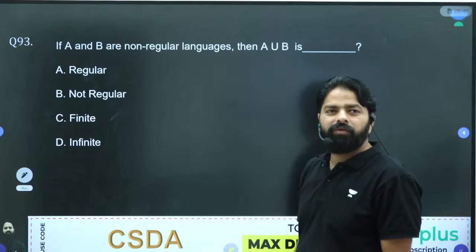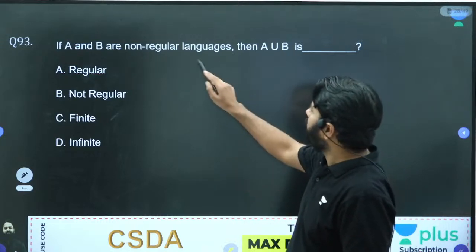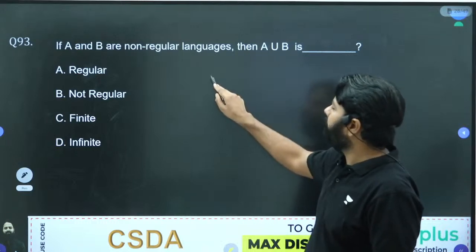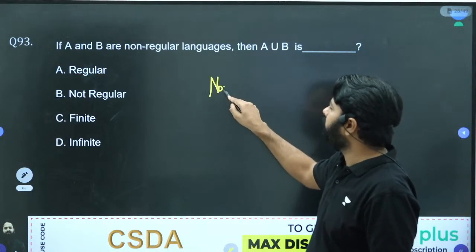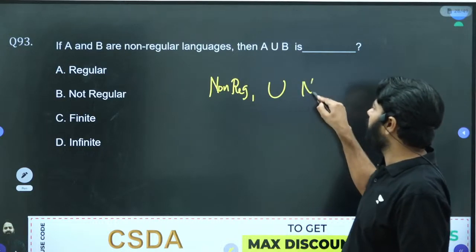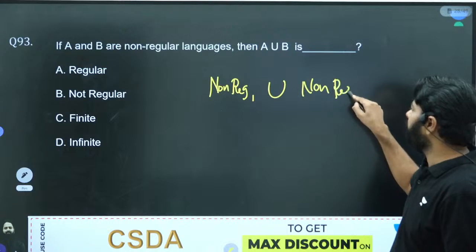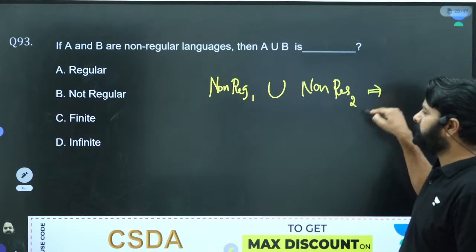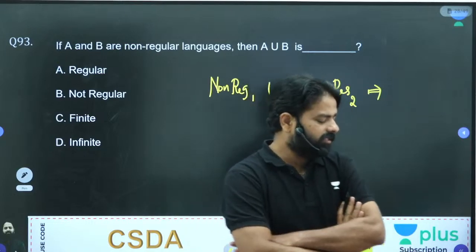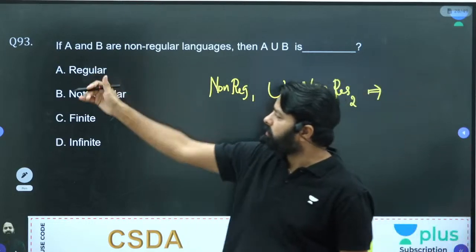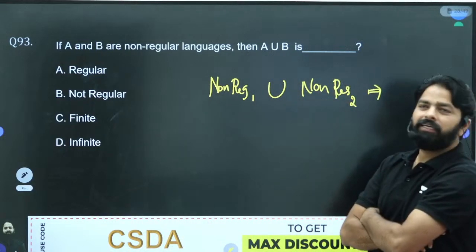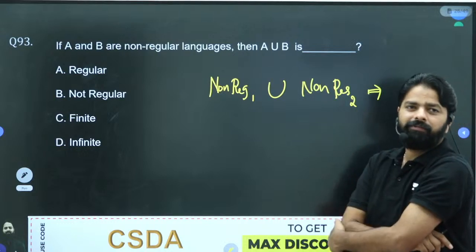Now, you already have an answer. A and B are two non-regular languages. Then what happens to A union B? I already explained this concept: union for non-regulars. What happens? Can you answer always regular? Regular means always regular, because it is just mentioned. Saying it is possible is different.